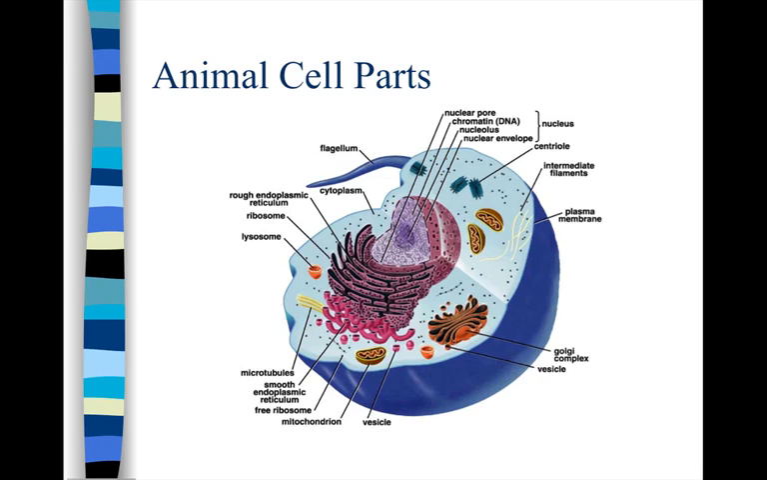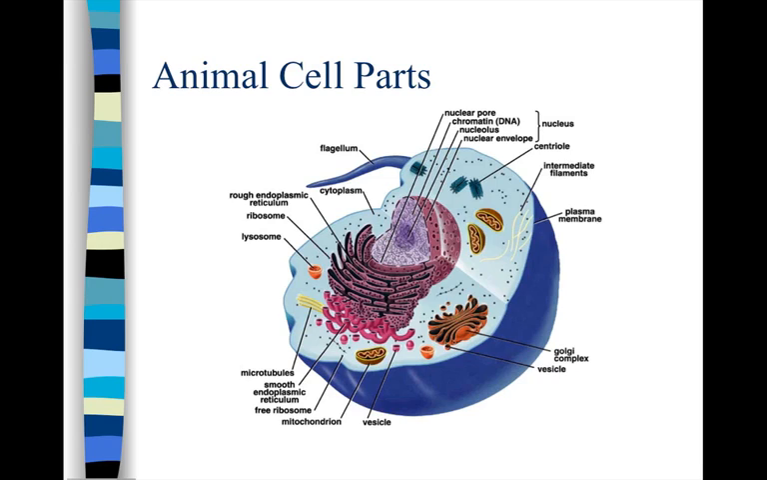Continuing on up to the left, and just to the very left side of the cell, you'll see something called a lysosome. Only animal cells have lysosomes. Lysosomes are the digestive material in the cell. Any waste products or anything that's not wanted anymore, the lysosome chews it up basically and gets rid of it.